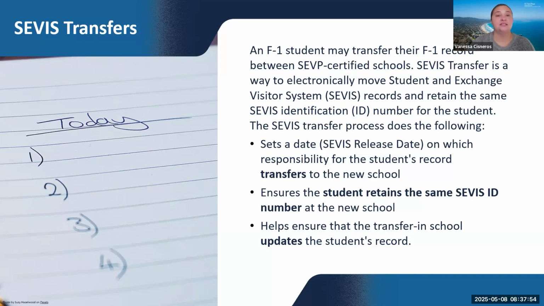The SEVIS transfer process does a couple of things. First, it sets a date called the SEVIS release date, on which access to the student's record transfers to the new school. This basically means that your current school on a specific date will transfer the responsibility of maintaining your F1 student record to UC San Diego. Second, it also ensures that your current SEVIS ID number, that long number at the top of your I-20 that starts with N00, will remain the same, even though you will be obtaining a new Form I-20 from UC San Diego.